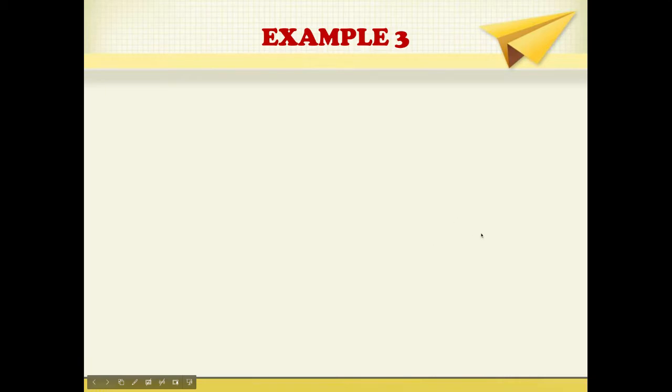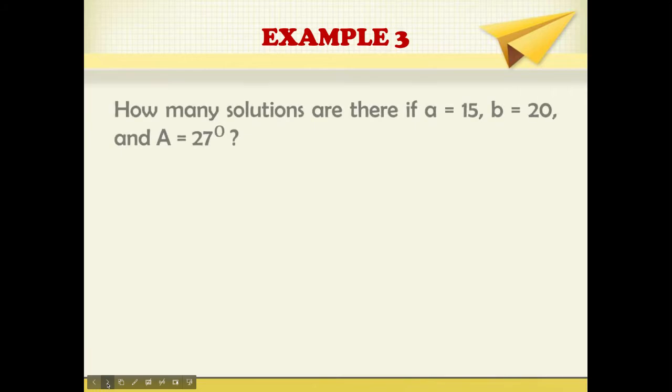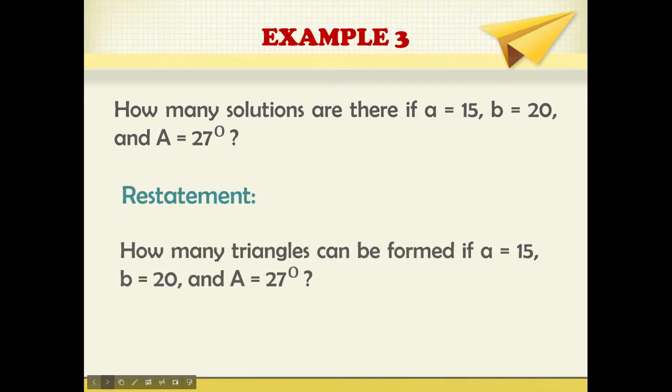Let's have another example falling under case 2, the ambiguous case. How many solutions are there if a equals 15, b equals 20, and angle A equals 27 degrees? Now, to restate this problem, how many triangles can be formed if side a equals 15, side b equals 20, and angle A is 27 degrees?